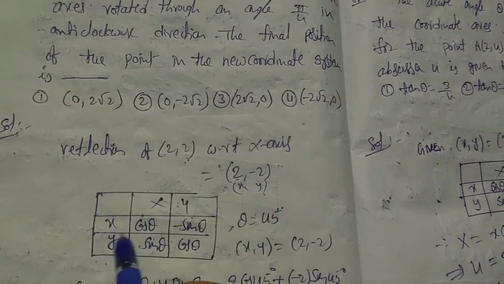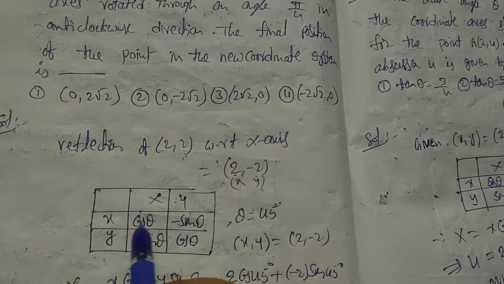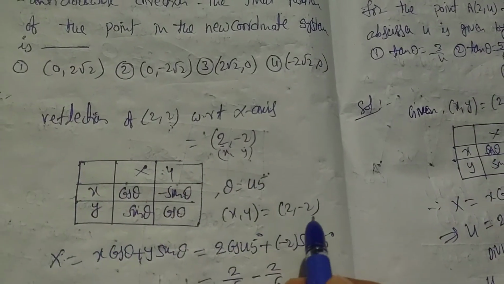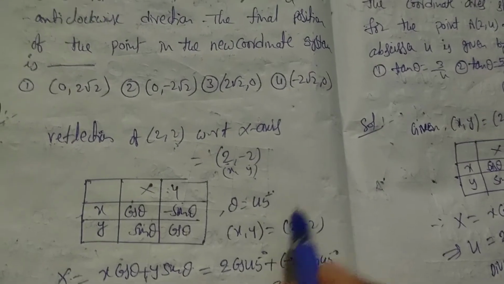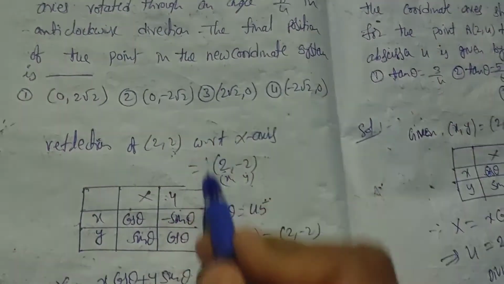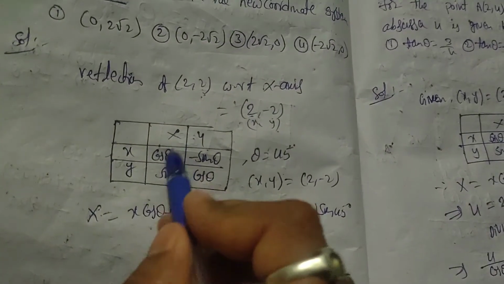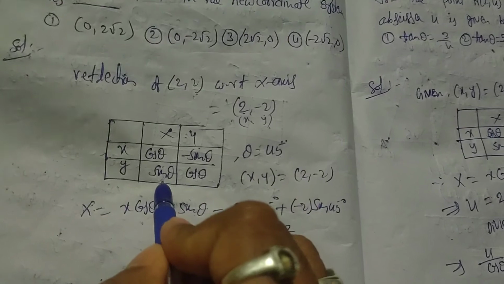Okay, so according to the table, small x, y with cos theta, minus sin theta, cos theta. Theta is equal to 45 degrees and small x comma y is equal to (2, minus 2). Now he is asking to find capital X comma Y, which means the point in the new coordinate system. So capital X is equal to what? x cos theta plus y sin theta.